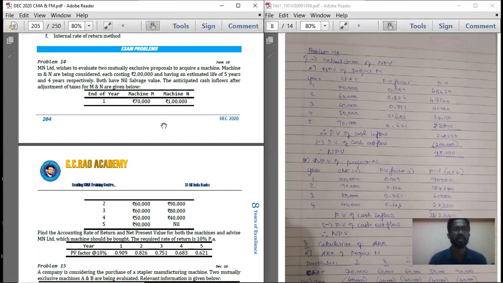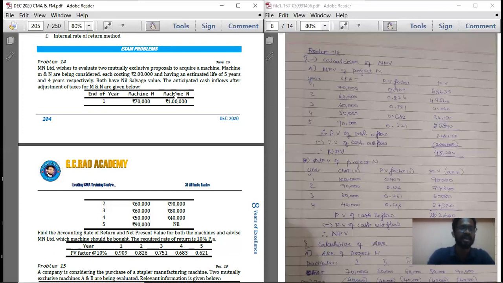MN Limited wishes to evaluate two mutually exclusive proposals to acquire a machine. So they want to purchase a machine, and they are evaluating two mutually exclusive proposals. Machines M and N are being considered, each costing 2 lakh and having an estimated life of 5 years and 4 years respectively. So both M and N cost 2 lakhs, and the life of machine M is 5 years and the life of machine N is 4 years.